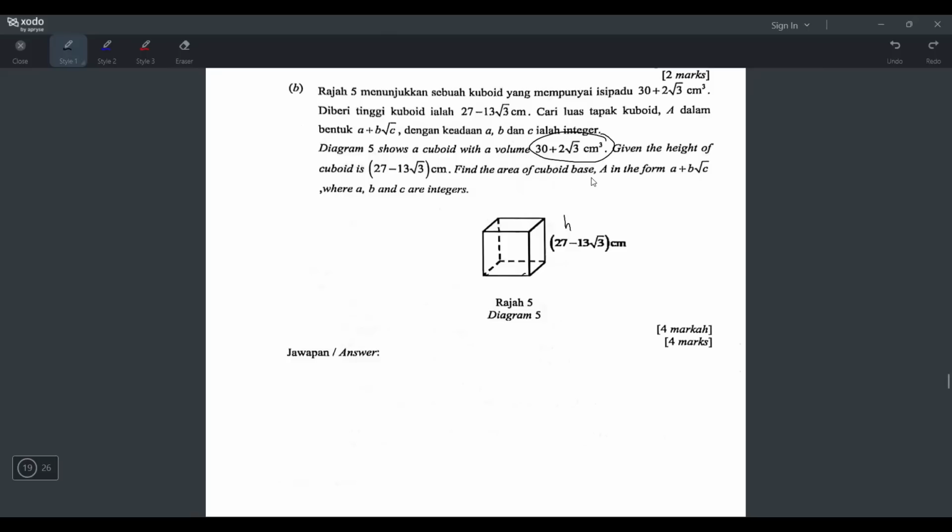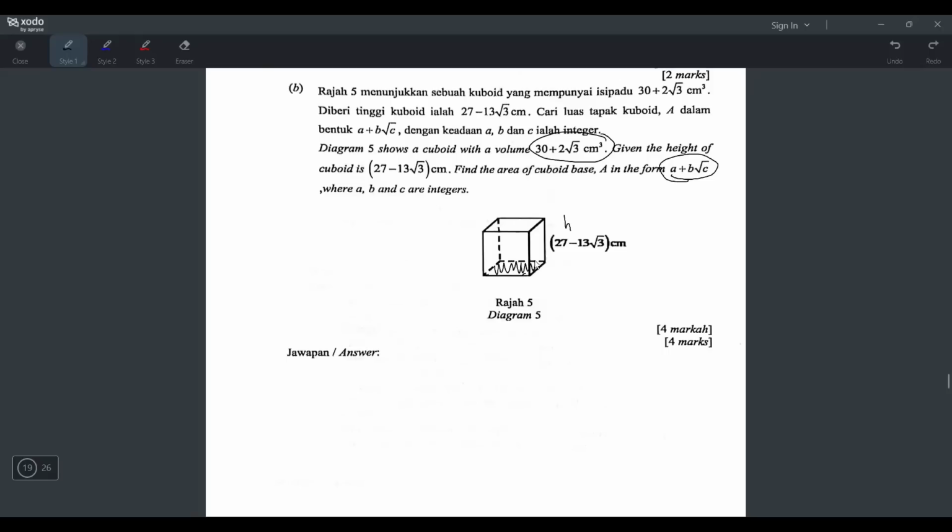Find the area of the cuboid base, which is this one. I'm assuming, yeah. They want to find the area of this base in the form of a plus b square root c, where a, b, and c are integers. So they want the answer to look like this, right? So later, high chance you have to rationalize. Because if you want your answer to look like this, it means you don't want any square root at the denominator. So you have to rationalize the denominator later.